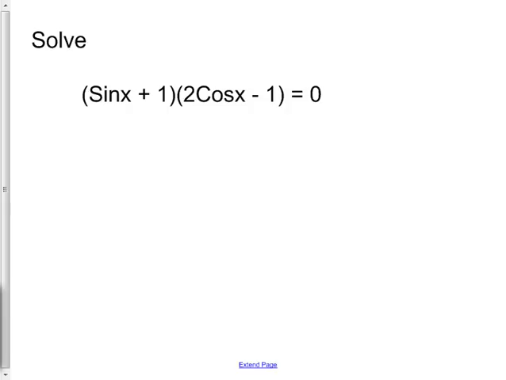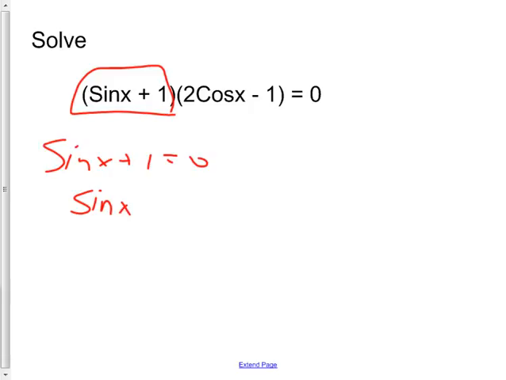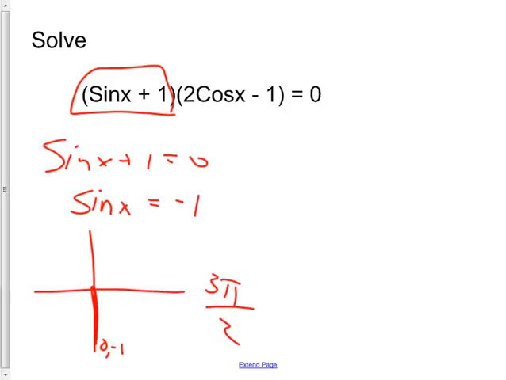Since this one's separated already, I'm going to take this part and set it equal to 0. Sine x plus 1 equals 0. Sine x equals -1. Where is the y -1? The y is -1 on this one. And so therefore it's this one, which is what degrees? 270. In degrees it'd be 270, or in radians it would be 3 pi over 2. Raise your hand if you had that one.